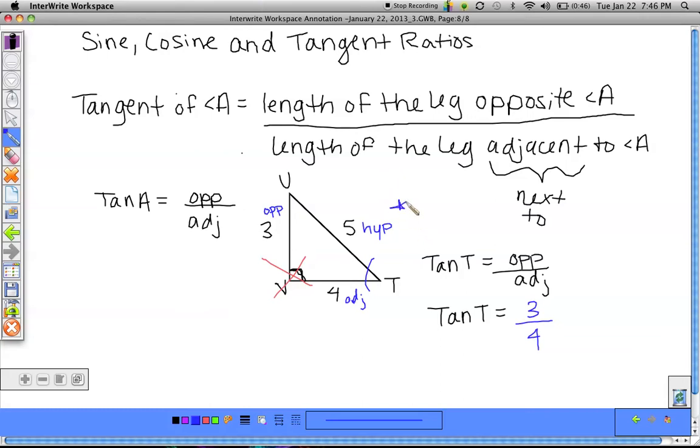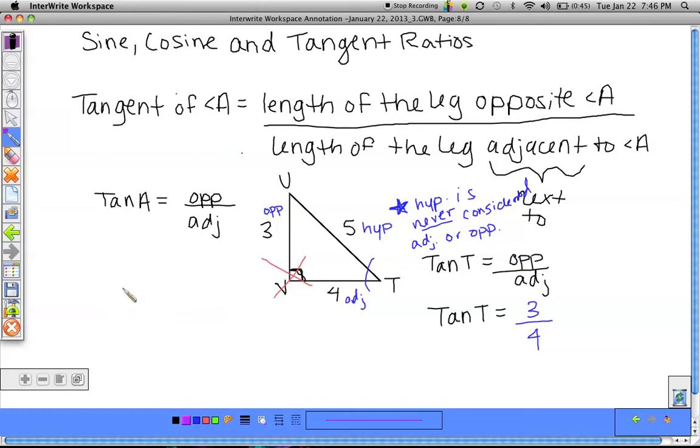And if you want to star this and put a little side note in, you can say that the hypotenuse is never considered adjacent or opposite. And so if in a formula we wanted the hypotenuse, we would specifically ask for the hypotenuse. But when we say adjacent or opposite, it's never going to be the hypotenuse. So be careful for that trap.